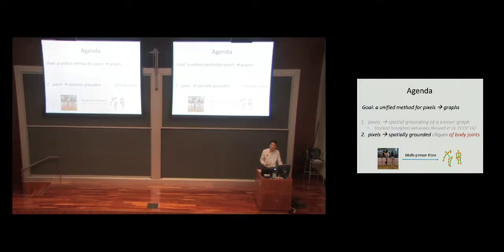Here, we can no longer assume that there's a single person in the input image. There can be multiple people or zero people. And here, the output is a set of pose graphs, one for each person. Because we don't know how many nodes there are in the graph in advance, and also don't know how they're connected to each other, there's an actual problem of graph generation.